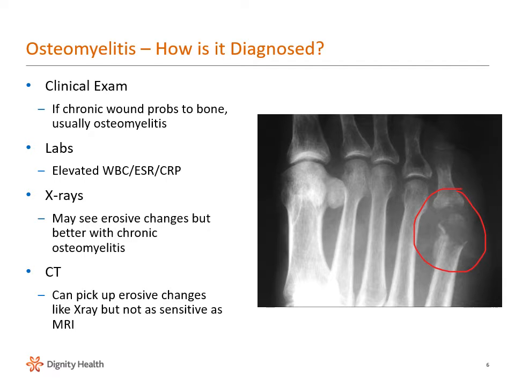X-rays can be helpful if the osteomyelitis has been present at least for a week or two or longer. Erosive changes will start, but in the first couple days you may have a fairly normal X-ray. And here's an example of an X-ray where the fifth metatarsal head is being eroded from the infection. You can compare that to the other metatarsal heads, and it looks like it's disappearing essentially. A CAT scan can pick up similar findings as the X-ray. It's a little bit more sensitive than an X-ray, but it's not as sensitive as an MRI.